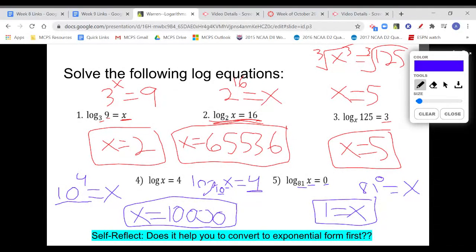So at this point, you should feel confident both knowing what a logarithm is, converting between logarithmic and exponential form, as well as solving logs.